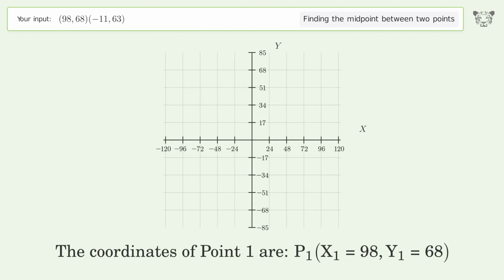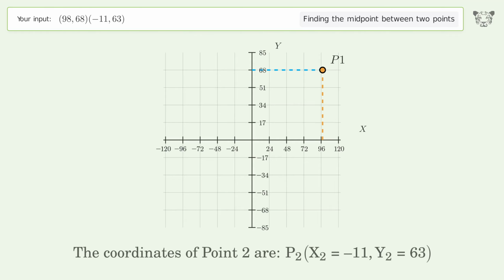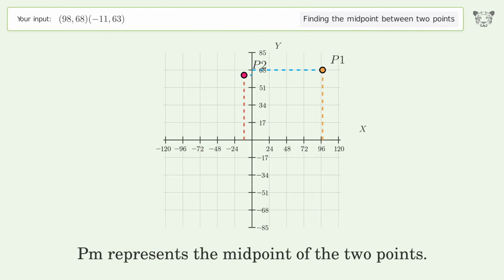The coordinates of point 1 are x1 equals 98, y1 equals 68. The coordinates of point 2 are x2 equals -11, y2 equals 63. PM represents the midpoint of the 2 points.